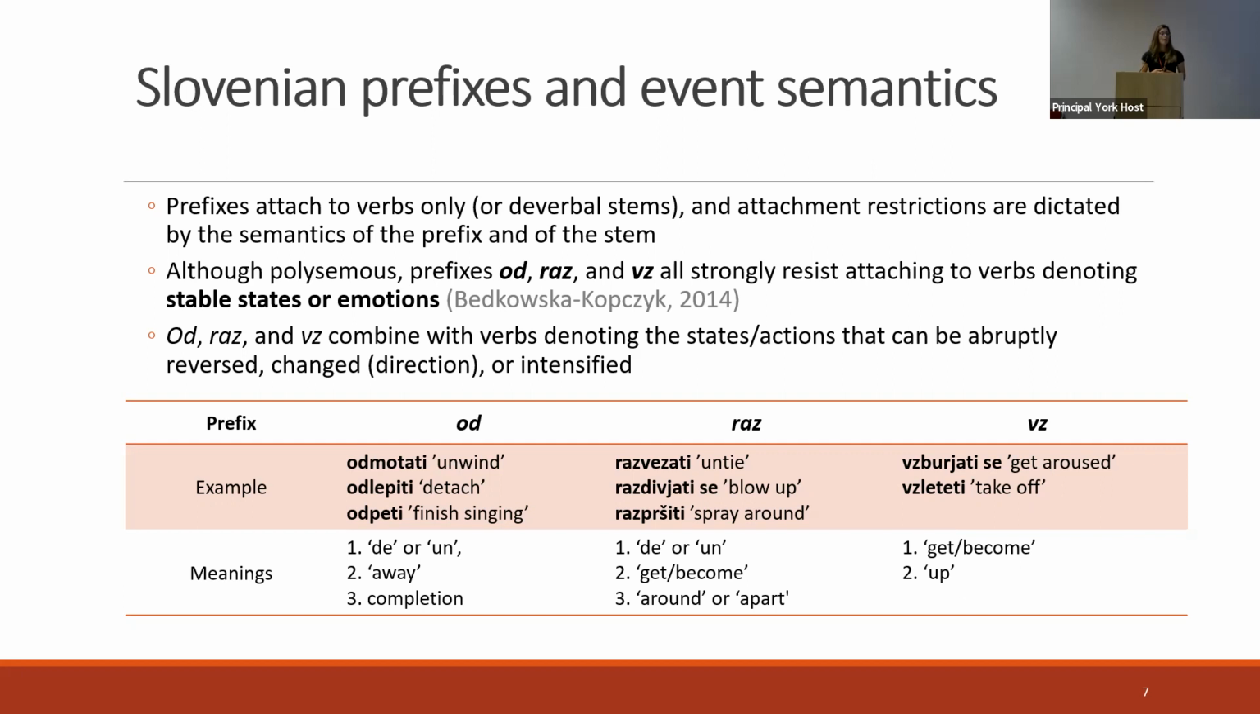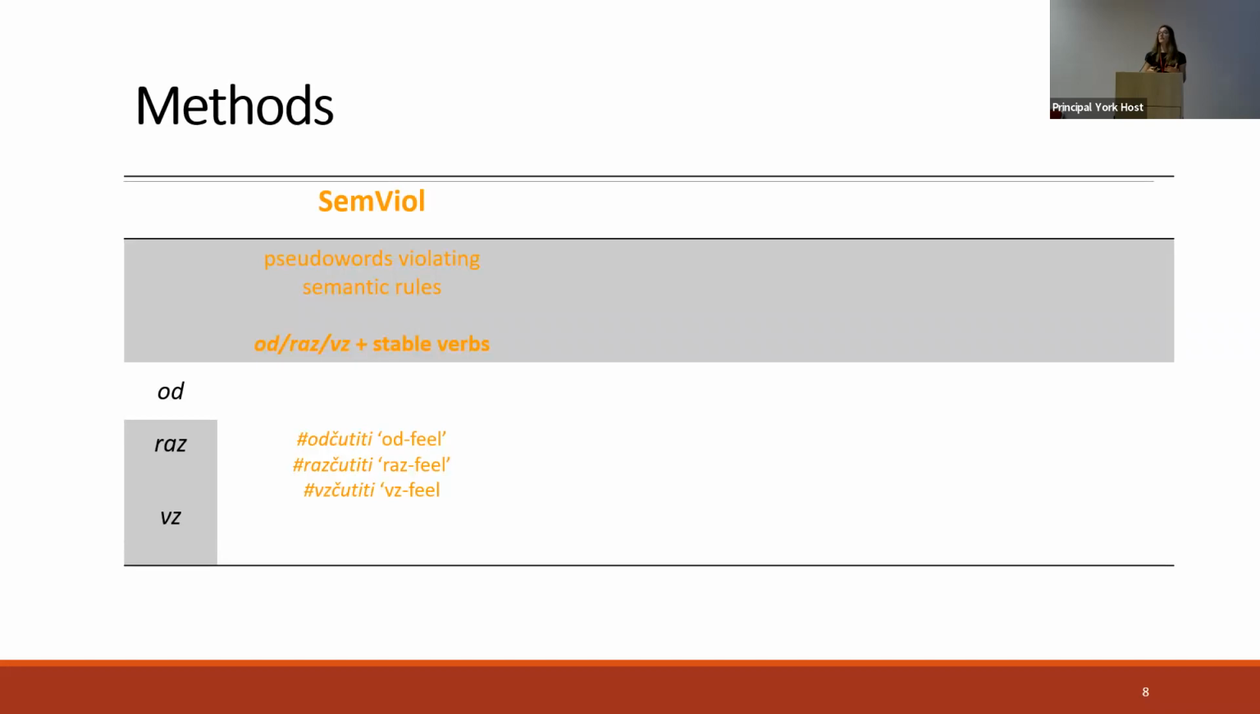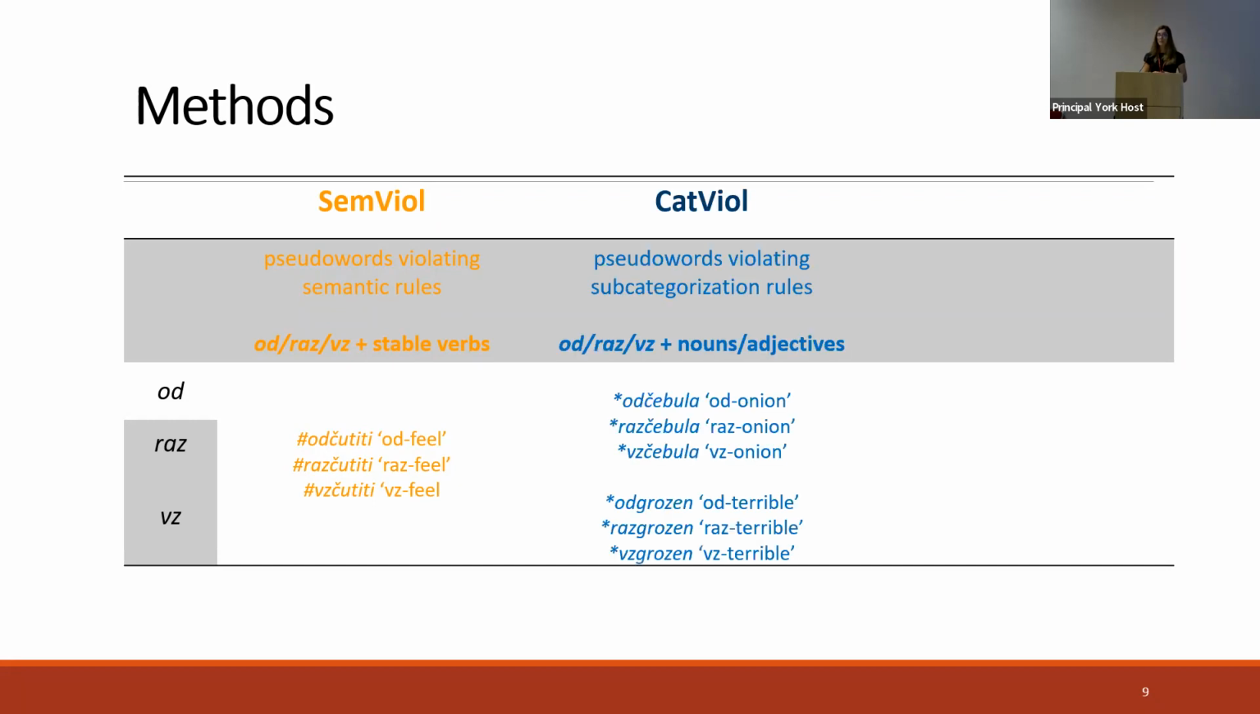emotions. So in order to create the semantic violations for this study, we added these three prefixes to such verbs, the stable verbs that we determined by a norming. So we added prefixes od, raz, and uz to the group of stable verbs, stable states such as feel, so we get something like od čutiti, od feel, to create category violations, so pseudo words that violate subcategorization properties. We added these prefixes to bases that were nouns or adjectives, so we get something like odd onion or odd terrible, which is really terrible in Slovenian.